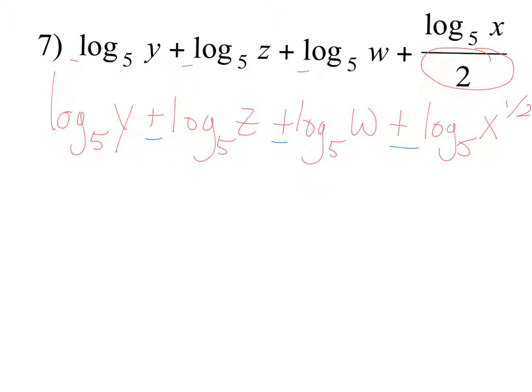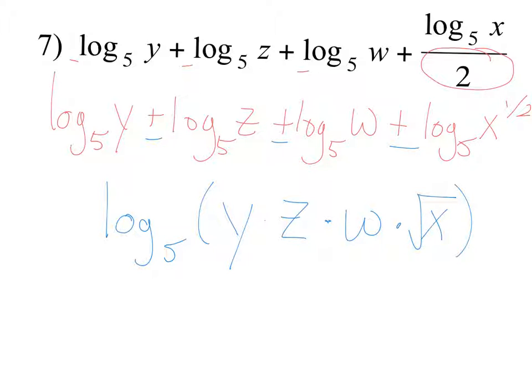Everything here is positive, so I don't really need a fraction this time, because on the inside all that's going to happen is these are going to get multiplied together. So y times z times w times x to the 1/2, or the square root of x.